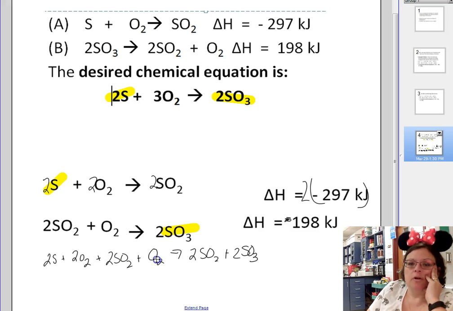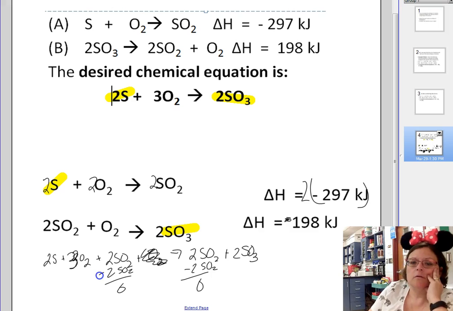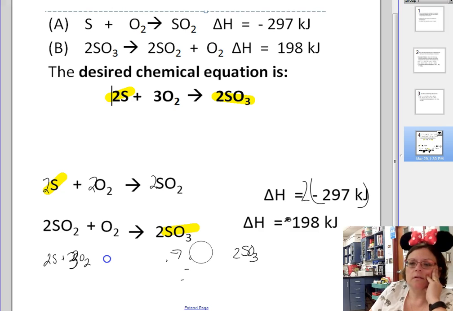2 plus 1 would give me what? 3. So that one's gone. Sulfur dioxide, if I combine like terms. So I just got rid of this, and this, and this, and looky there, folks. Isn't that our equation? So, we've done that.